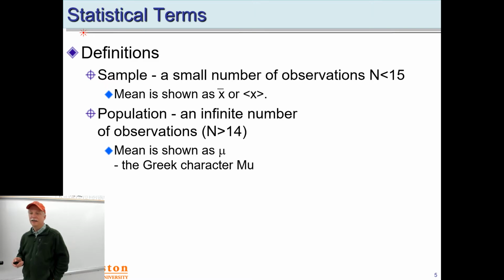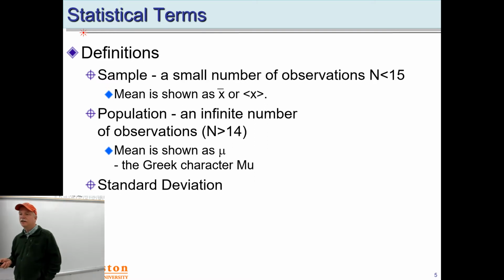So you didn't know that 15 was infinity, but it is. Okay. So the mean symbol is mu, the Greek character mu. And if you write that, you might write mu with a subscript, like mu density. That would be the average density written for a population, if you had a large number of measurements of density. You could write mu with a subscript density, or r, or rho.